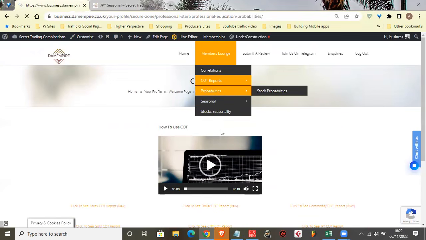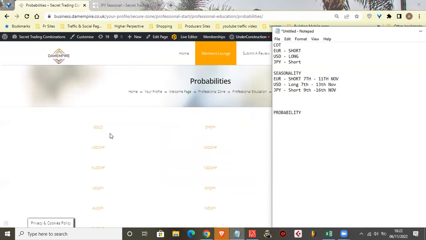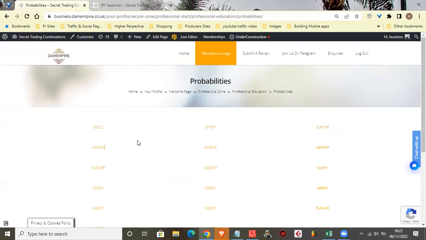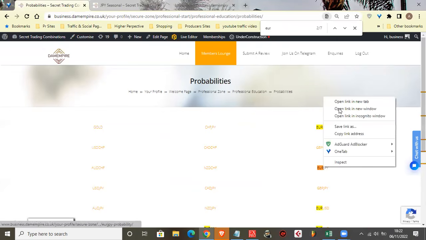Okay, so next thing we do is, now we have 3 base assets, right? We can swing this any way we see fit. So if we go, for example, and do a search for euro on the probability, what we do is we can open all euro assets.